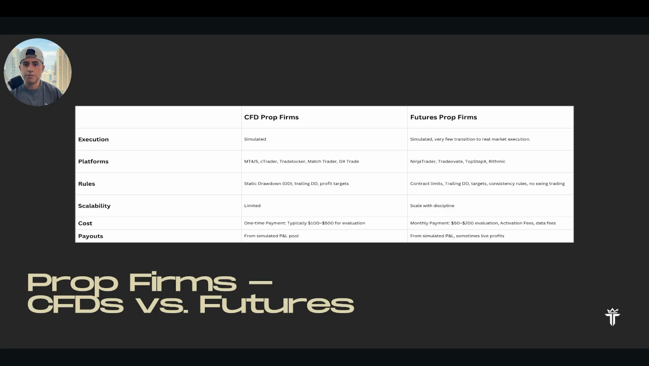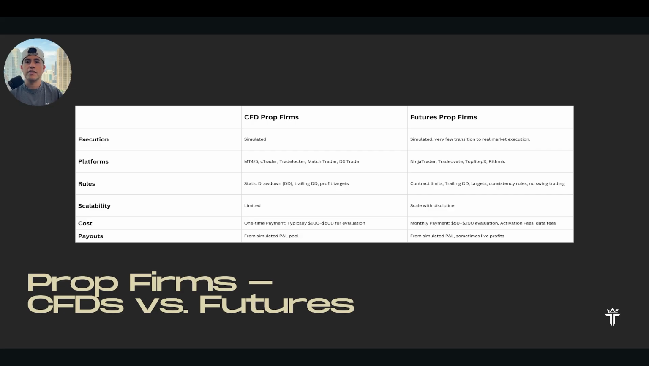That eventually happens. But for platforms with CFDs, you have MetaTrader 4, 5, cTrader, TradeLocker, MatchTrader, DXTrade, and a whole bunch of other ones. With futures, you have NinjaTrader, TopStepX, Rhythmic, Wealth Charts. There's plenty of them. Now the rules of the prop firms, this is where they get different, and this is where you really need to pay attention.